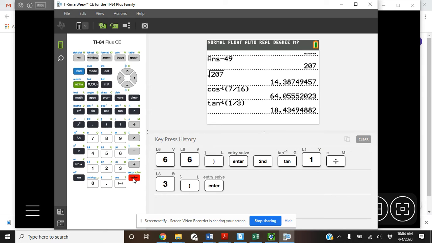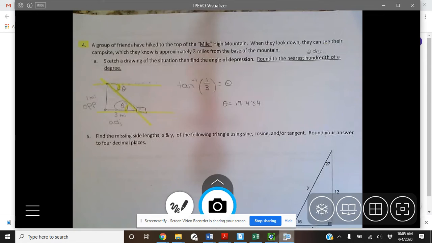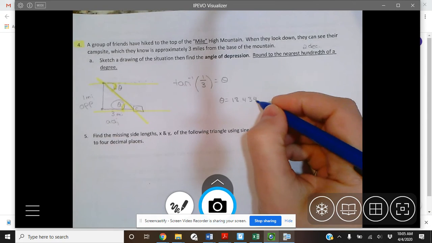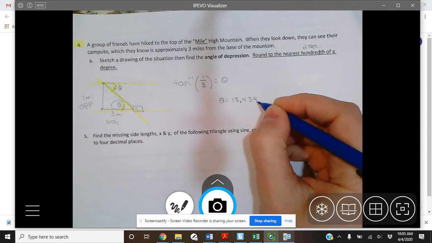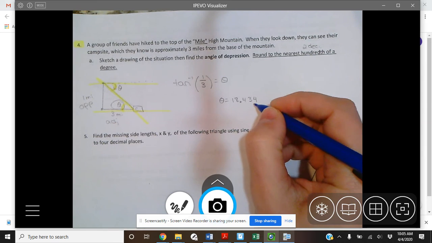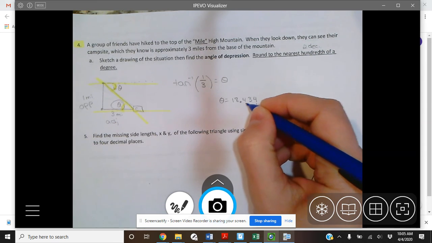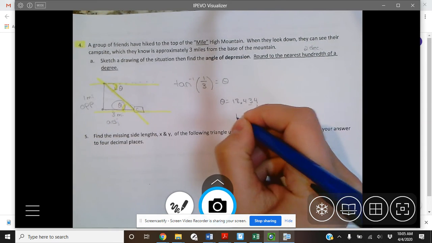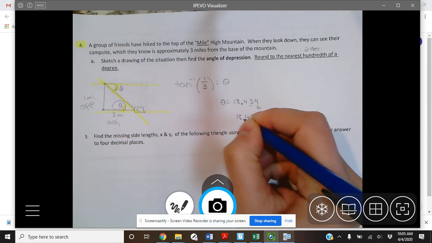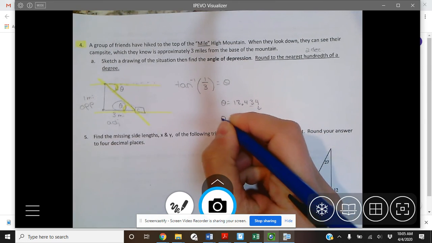And you get 18.434. So because the third decimal place is 4, that's less than 5, we're going to round down, so we're going to keep it at the 3. So 18.43 degrees is your angle of depression.